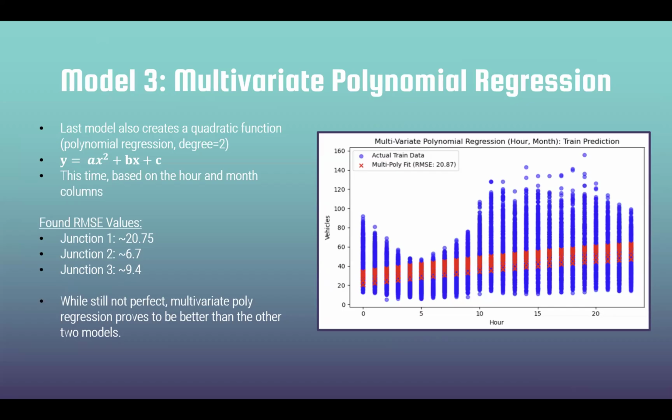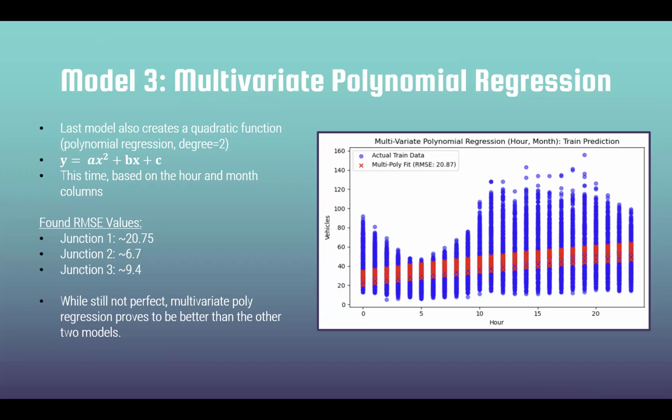Then for our final model, we chose multivariate polynomial regression. This is very similar to the last one that we used. The only main difference is that instead of just using the hour as our only independent variable, we're now also using the month as a variable to help predict the traffic. This gives us a more realistic estimate for how the traffic will be at certain times.